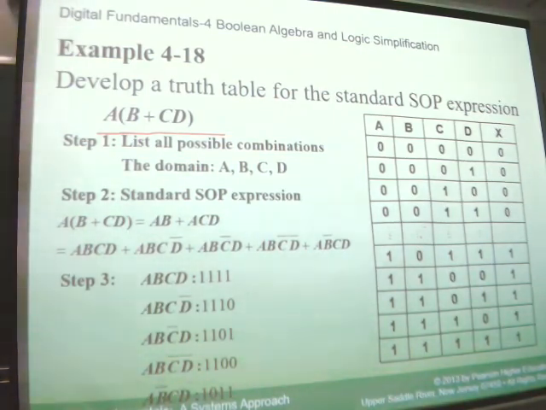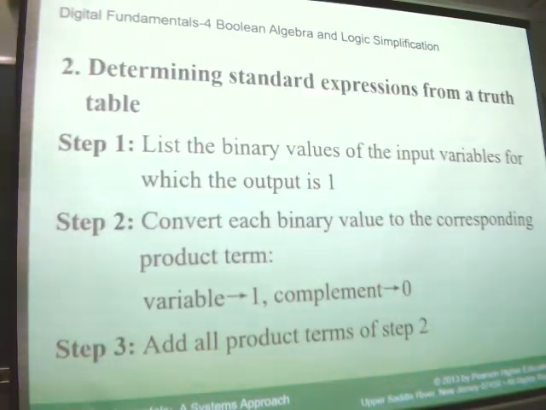That is how to develop a truth table from the expression. The second, if we know the truth table, how to determine the standard expression. There are also 3 steps. The first step is to list the binary input variable values for which the output is 1.